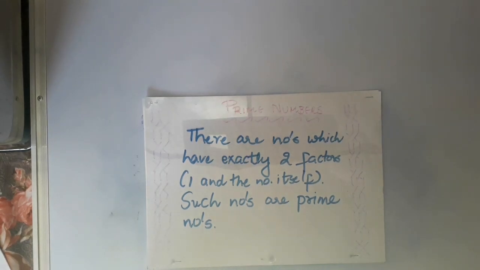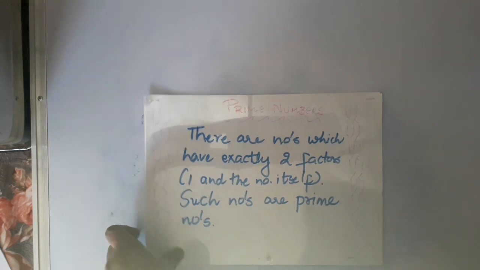Now, what is a prime number? A prime number has exactly two factors, 1 and the number itself. So any number, if it has only two factors, that is 1 and the number itself, is known as a prime number. It means the others are all composite numbers, and a composite number will always have more than two factors, isn't it?